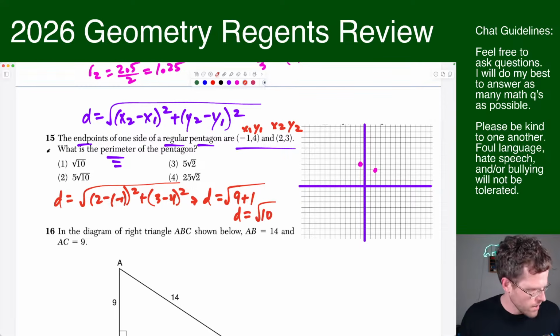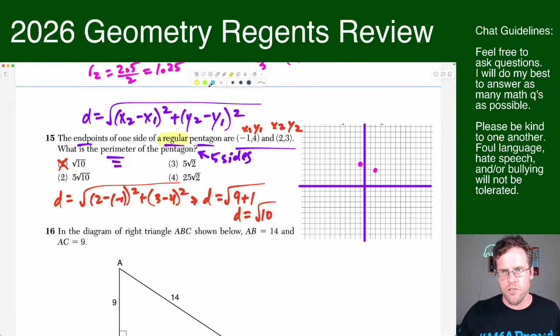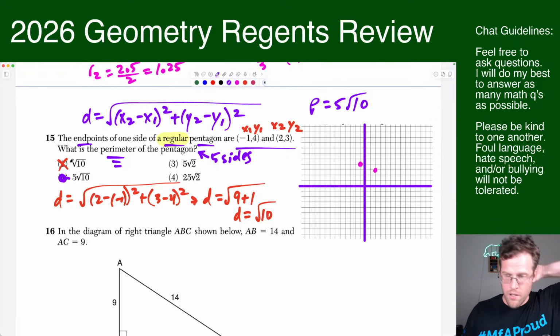Okay, now this is like, LOL, if you choose choice 1, because they're asking you for the perimeter. A pentagon has 5 sides, and it's regular. And regular means all sides are equal. So I would just say the perimeter equals 5 square root of 10. So choice 2. All right, choice 2 is the answer.